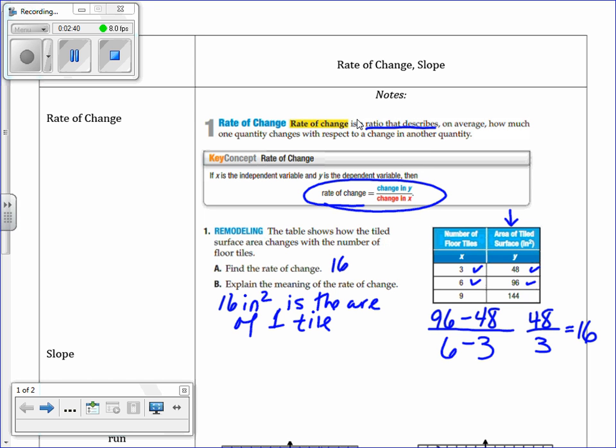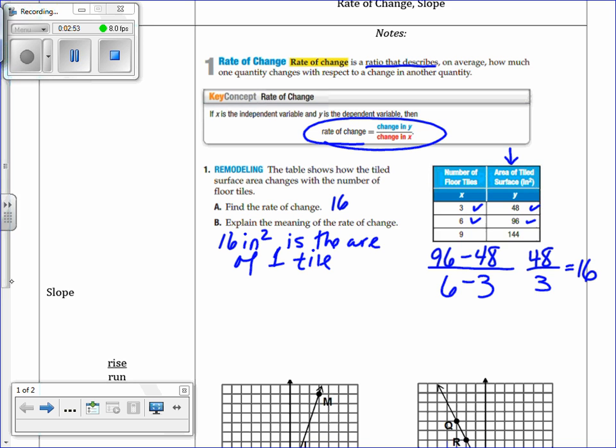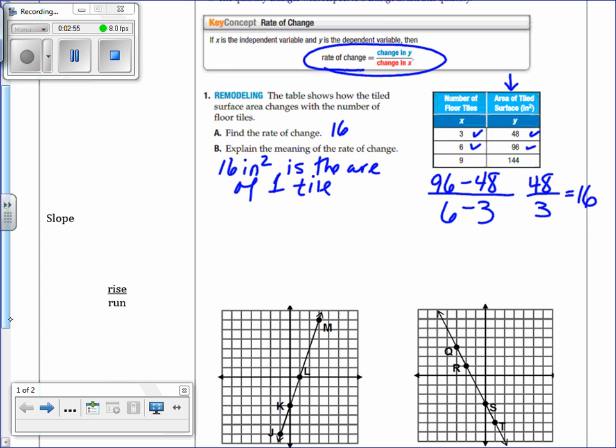Now, rate of change, that works pretty well, and we need to know about rate of change. I'm not discounting it in any way whatsoever, but what we want to focus on as well is slope, okay? So, the slope of a non-vertical line. Okay, non-vertical means it doesn't go straight up and down.